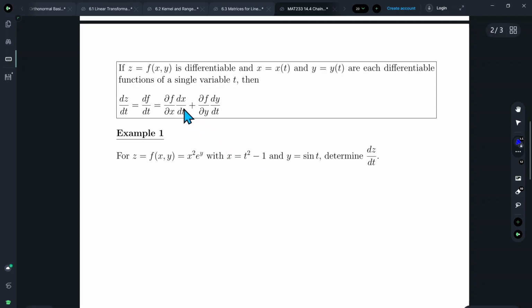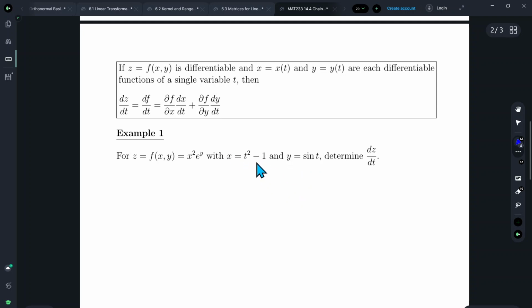Okay, in this video, we're going to use the chain rule to try to determine this derivative in example 1. So let's first take a look at the setup. We're starting with a function f of two variables, x and y. It's not specifically stated, but you can take a look at the expressions for x and y and notice that x is a function of only one variable, t, and y also is only a function of one variable, t.